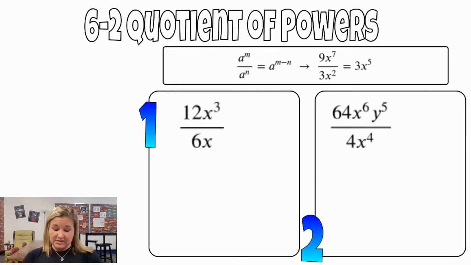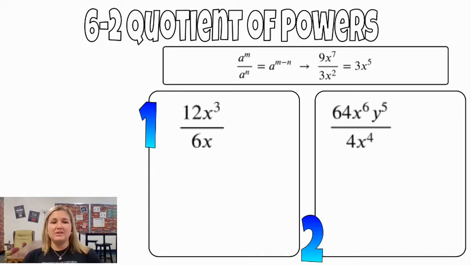So you can see here, again, I still added in my coefficients, and so I have 9x to the 7th divided by 3x to the 2nd. Remember, those coefficients still follow the mathematical process, so you're still going to divide the coefficients, and then this exponent rule only applies to the exponent. So then I would take 7 minus 2, and you are going to get 5.